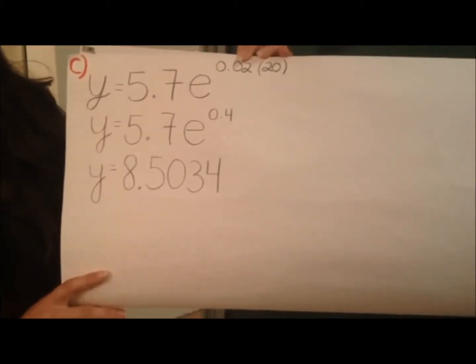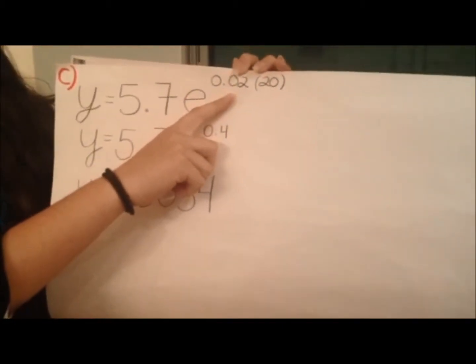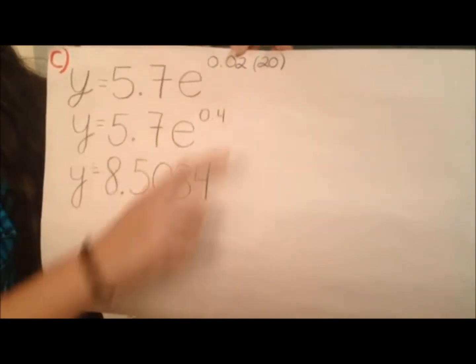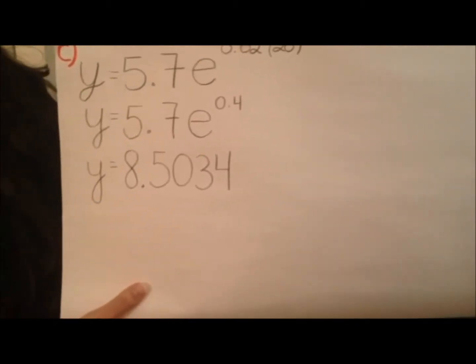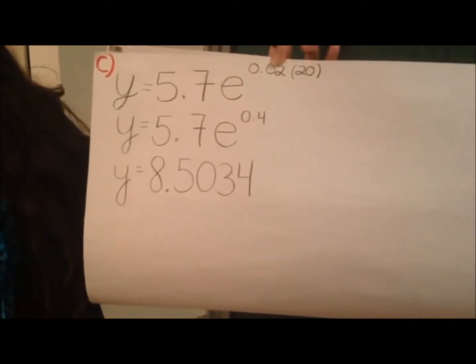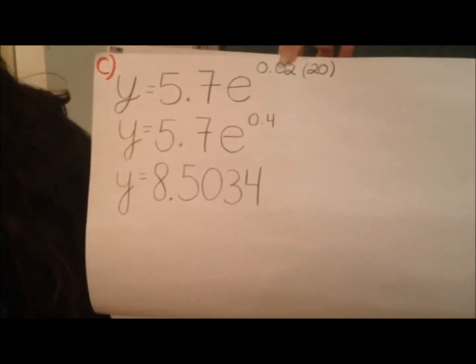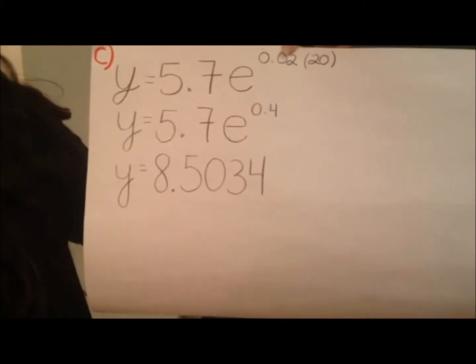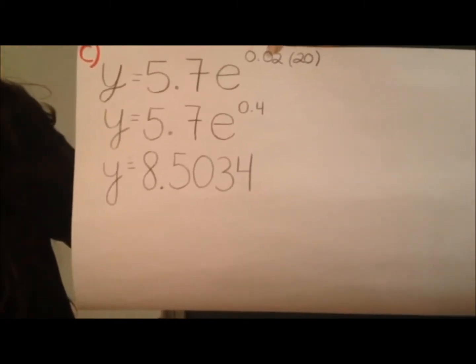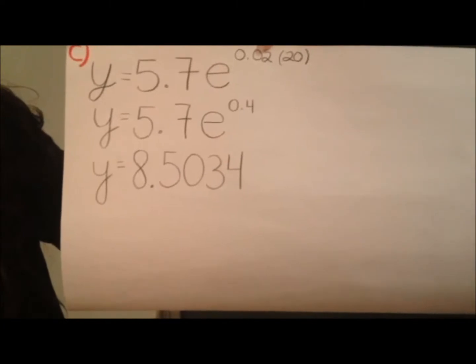We will have to multiply 0.02 times 20, this being the relative growth and this being the year. We will get the result of 0.4, which will be the power of e. After raising e to that power, and with the help of our calculator, we will get that the population in 2015 will be 8.5034 billion people. After doing all these processes, we can now sketch a graph where we show how the population grows at the rate of 2% each year.